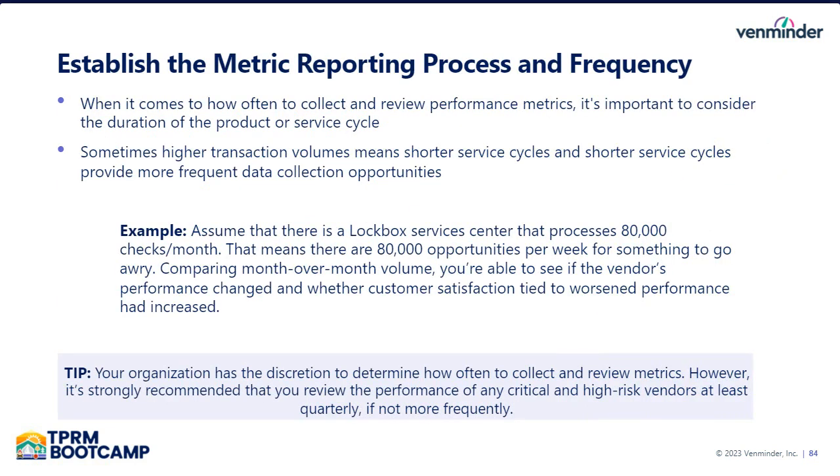When establishing metric reporting routines for pulling and reviewing data, the best practice is to look at the service cycle or transaction length of a product or service. Let's use this example. Suppose your lockbox center gets about 80,000 checks per month for payment processing, roughly 20,000 per week. Each one of those payments is going to contribute to the vendor's performance and probably your NPS rating, which is also known as Net Promoter Score, which is a customer loyalty and satisfaction measurement. Each payment presented to the lockbox presents the opportunity for something to go either well or poorly.